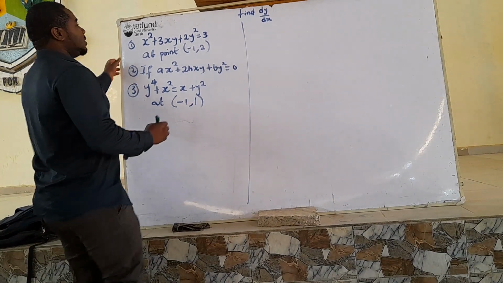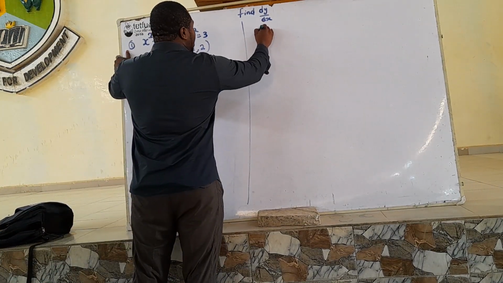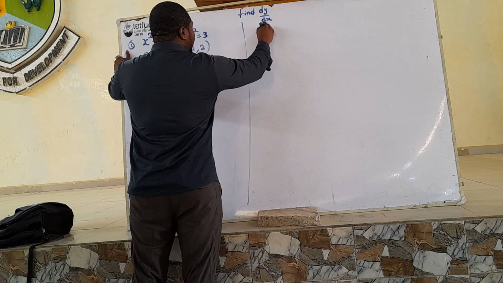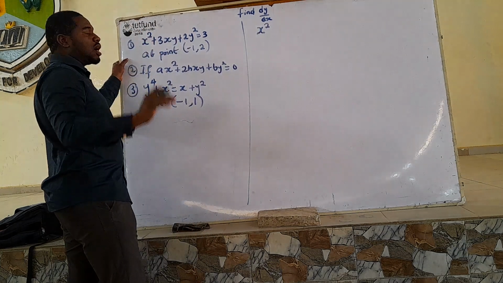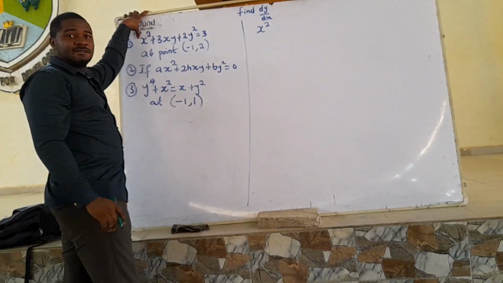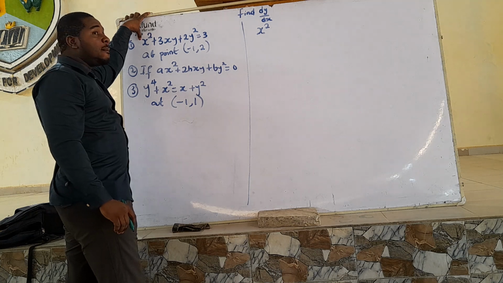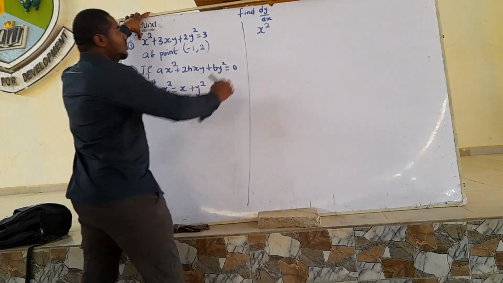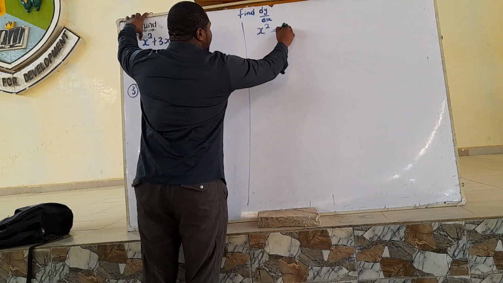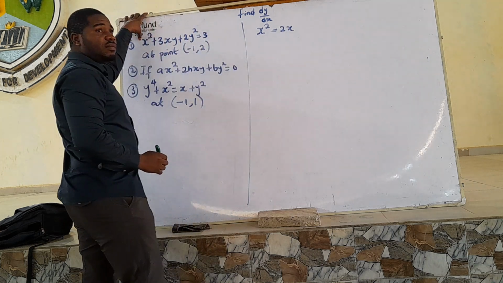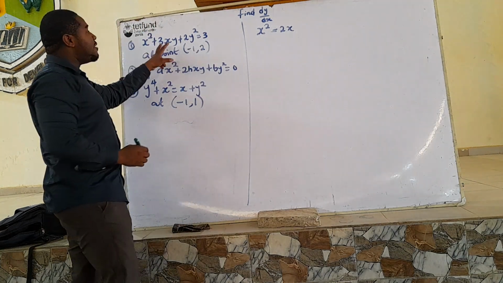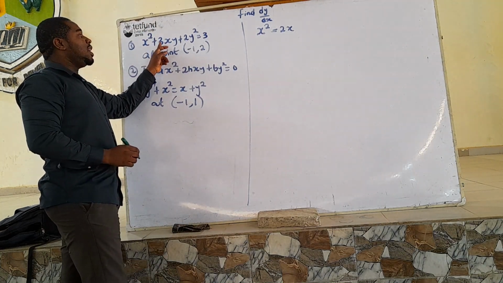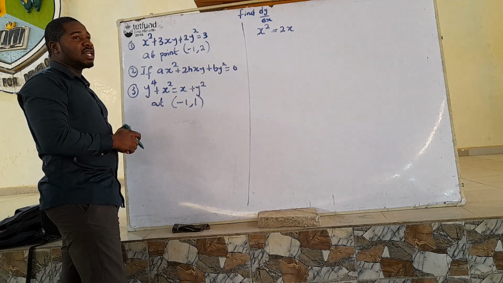So for instance, if I want to differentiate x squared, let's do it one after the other. What am I supposed to get? I'm going to get 2x. Right? But if I want to differentiate 3xy, what am I going to get?